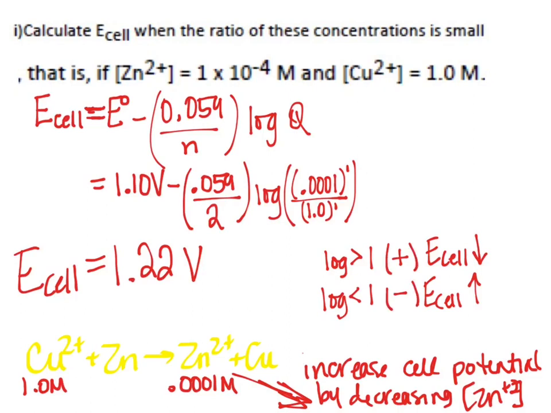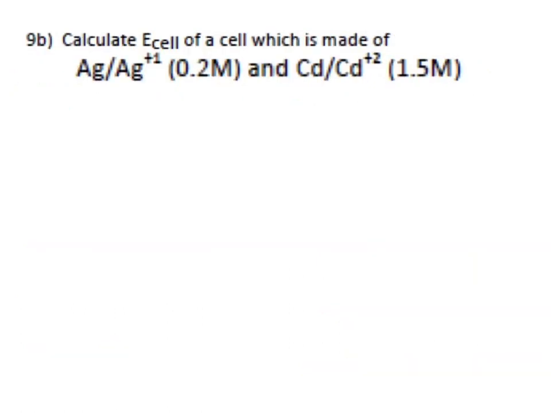All right, so this next one, this one we had it put together. We knew which way to put it together. Now we've got to decide which way we're going to put together the next cell. So we have a cell, and it's made of silver and cadmium. So go and find silver and cadmium on your chart. Silver's 0.8. Cadmium is negative 0.4. So that means it's going to be flipped to be positive.